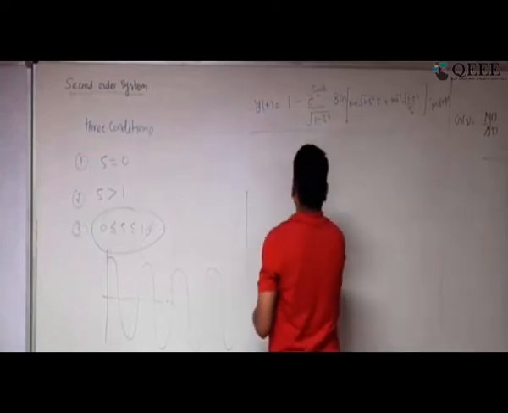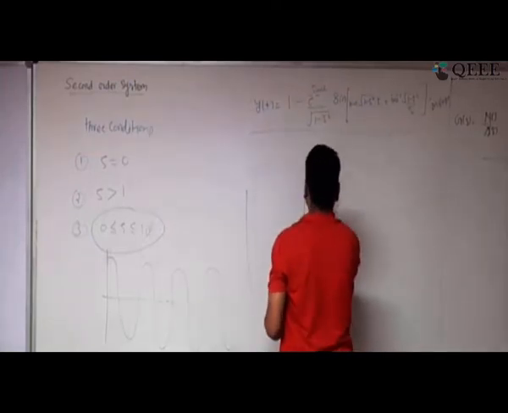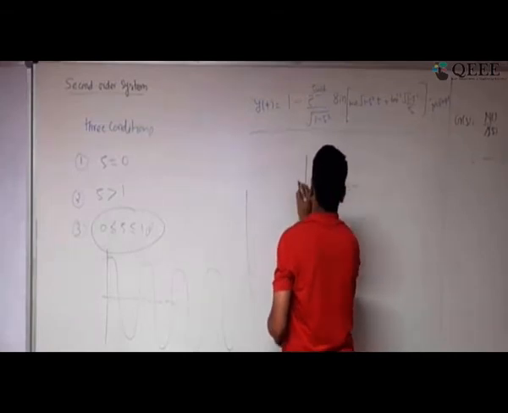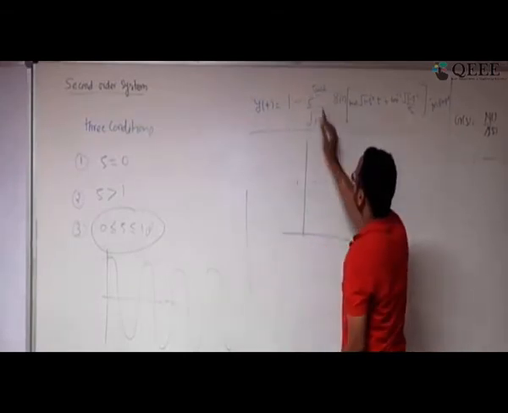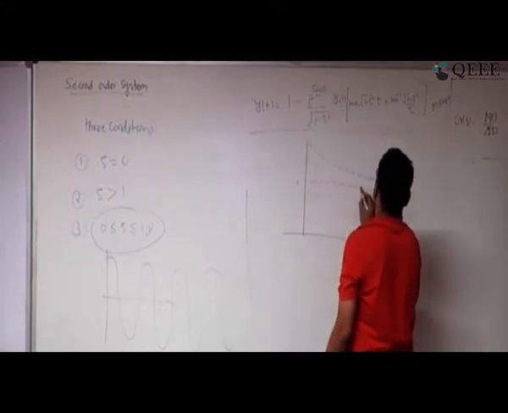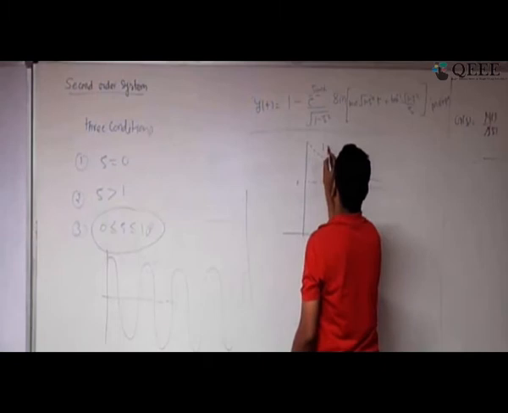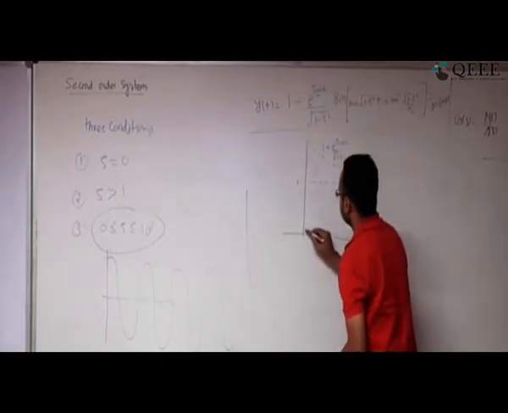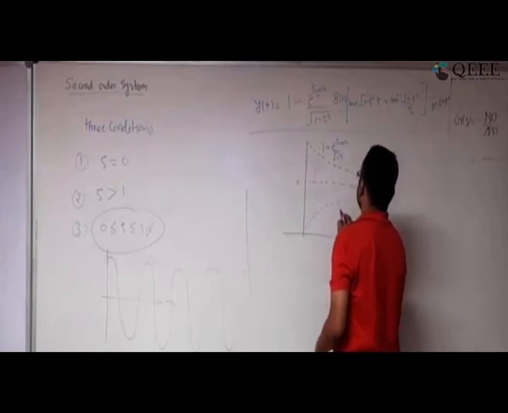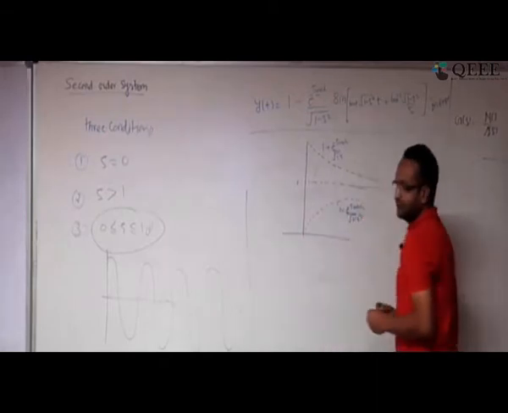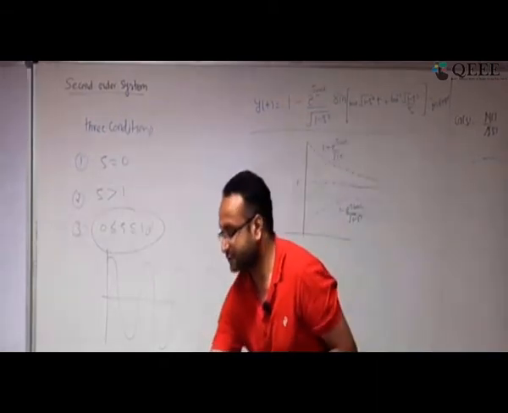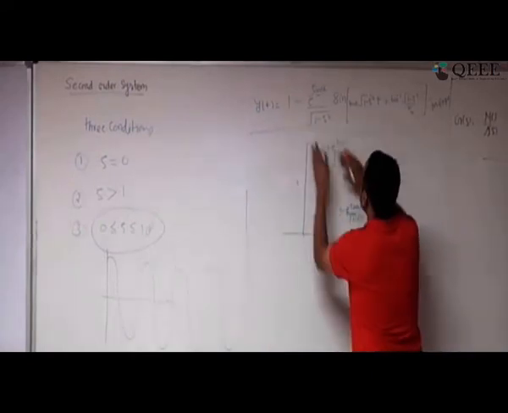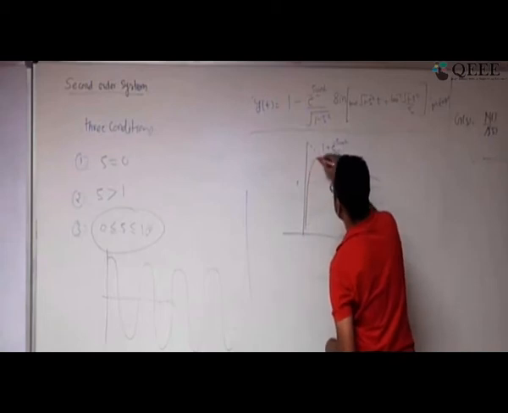So, what I can say is, this is 1 plus e to the power minus zeta omega n t over the square root of 1 minus zeta square. Since the sinusoid can go plus and minus, I am writing this envelope like this. This is going to be 1 minus e to the power minus zeta omega n t over the square root of 1 minus zeta square. So what will happen? Because this is the envelope and the sinusoid is coming, your system response will be something like this.